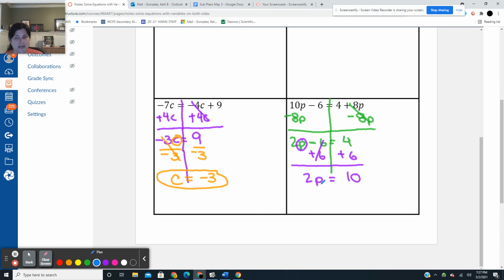Now 2 times p, I'm going to divide by 2 to eliminate a times 2. And I'm left with p equals 5. So the steps we do are the same as we learned last class, but we've added a step. So we have variables on both sides. You need to eliminate the variables from one side first.